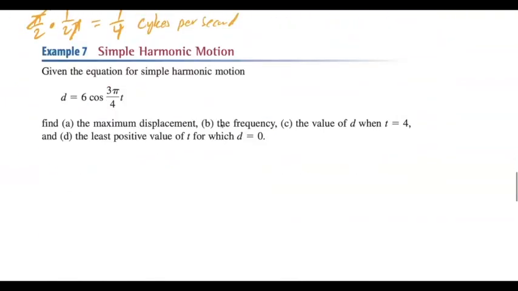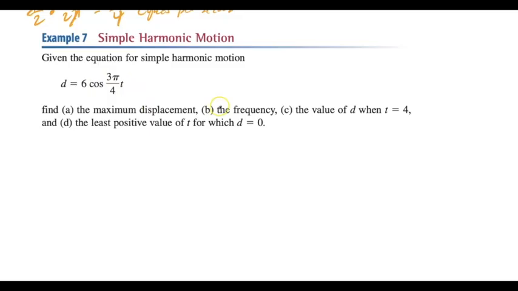Okay, last one. They're going to give us a simple harmonic motion, and they want us to answer a couple of questions. So first, what's the maximum displacement? Well, that's just the amplitude. Remember, if you're doing a cosine graph or a sine graph, maximum displacement is just the amplitude. So the maximum displacement of this one is our amplitude, 6.